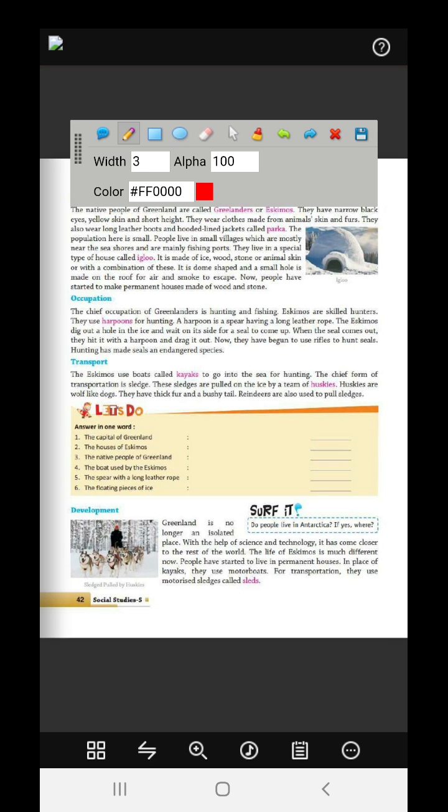The population here is very small. People live in small villages which are mostly near the seashores, and mainly use fishing boats. Because what else is there to do? Cultivation is not there, no agriculture.